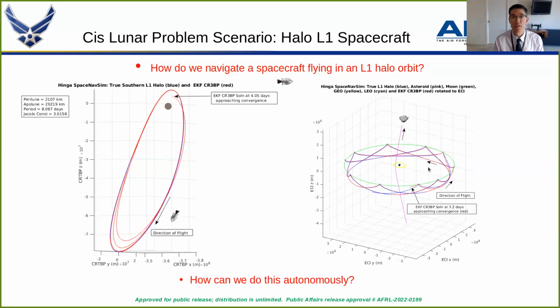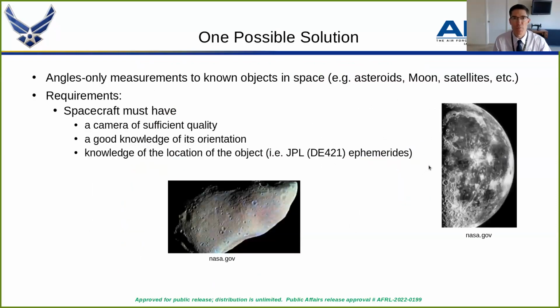So next slide. How do we do this? Well, one possible solution is we use angle unit measurements. That is, geometric line of sight unit vectors. There's no radiometrics going on here. We might think about looking at asteroids, moons, satellites. The requirements are generally that you need a camera of sufficient quality, good knowledge of its orientation, and knowledge of the location of whatever object you're looking at. We turn to JPL's ephemerides, for example, this one, DE421. Also, I forgot to mention on this slide, time. You've got to know what time it is.